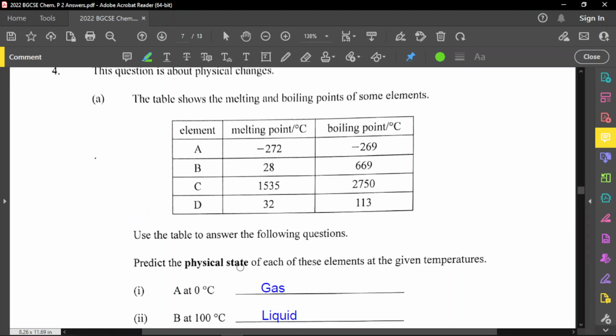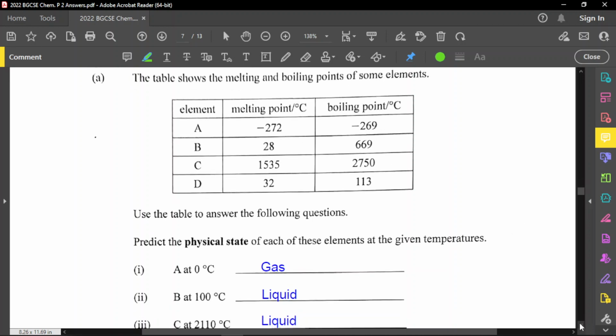All right, so let's run through it now. Predict the physical state of each of these elements at the given temperatures. So A at 0 degrees Celsius will be a gas. Let me show you why. Because minus 296 is less than 0, right? So it starts to boil already before it reaches 0. So by the time it reaches 0, it's already evaporating. So it must be a gas.